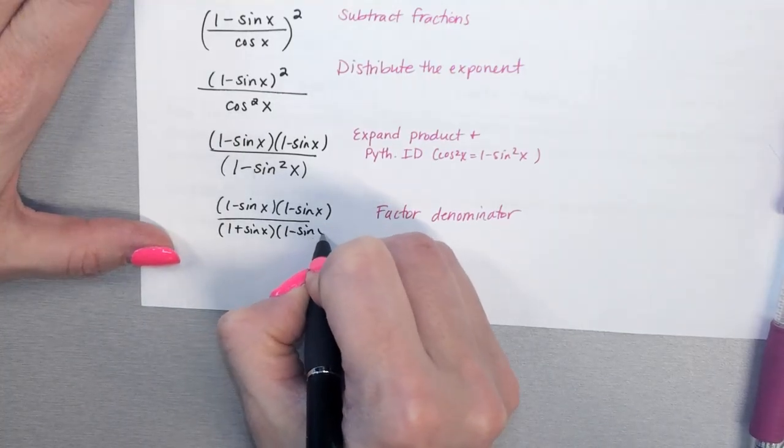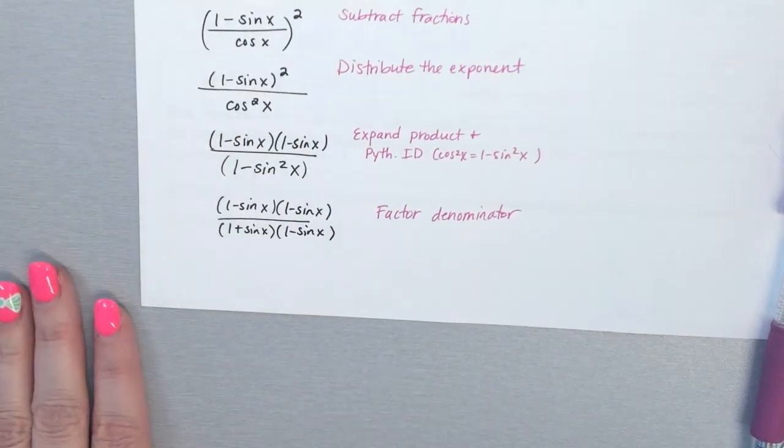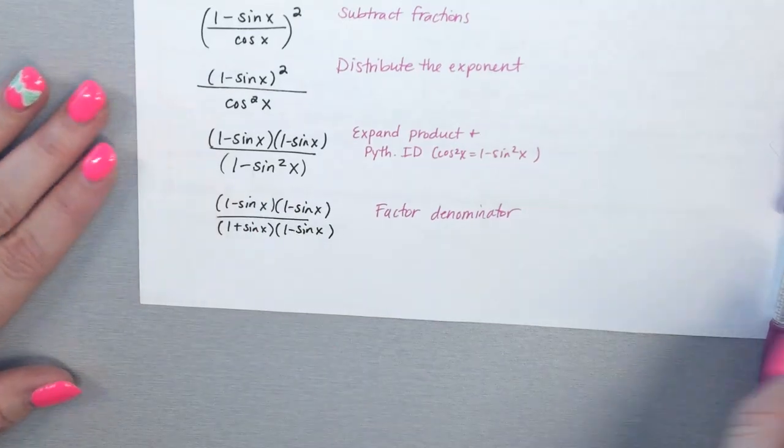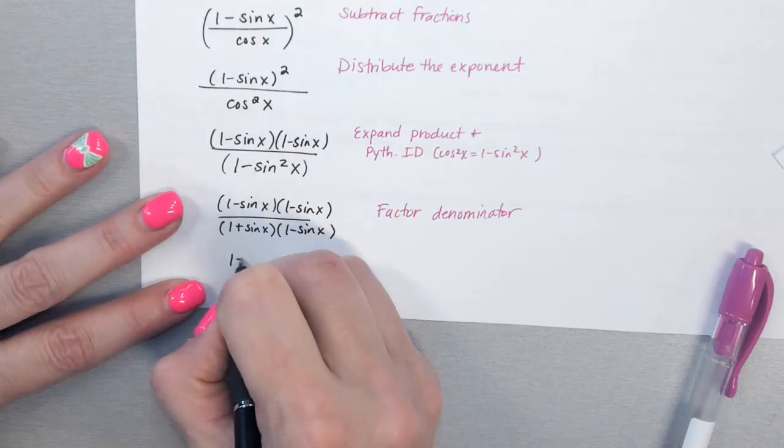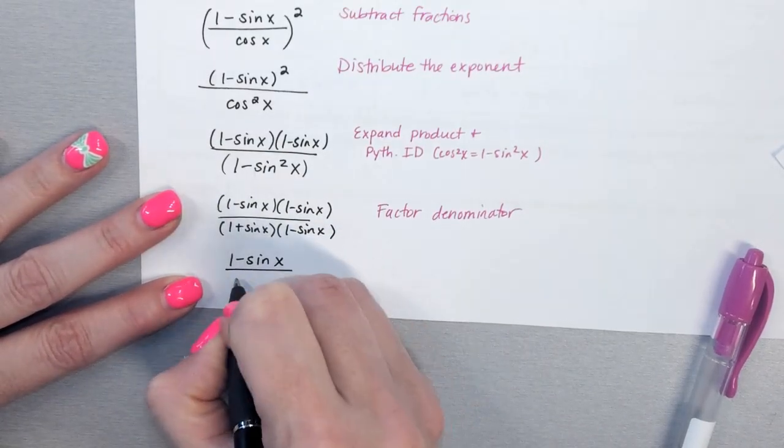Okay, so when you factor this, you have 1 plus the sine of x times 1 minus the sine of x. And now you can divide. Okay, so now you can cancel those out. And we did it.